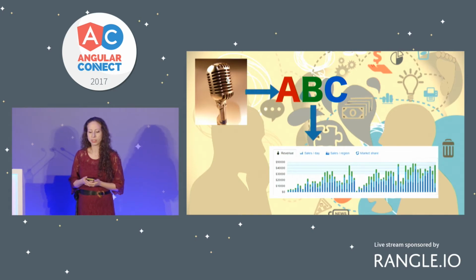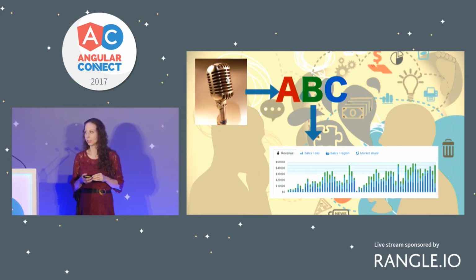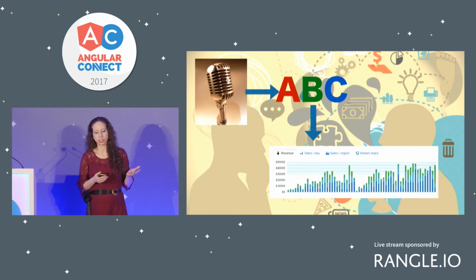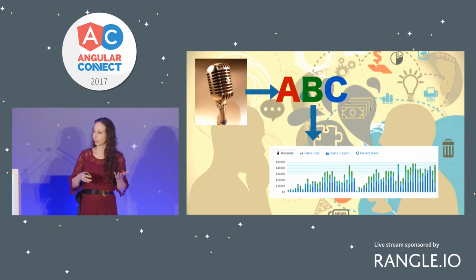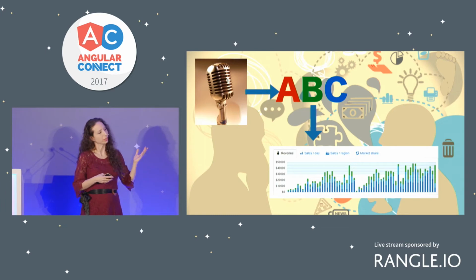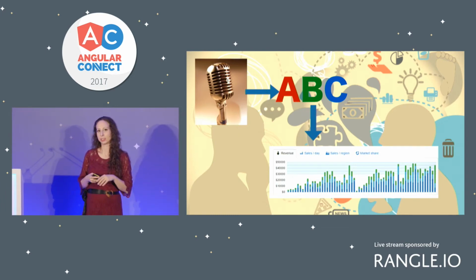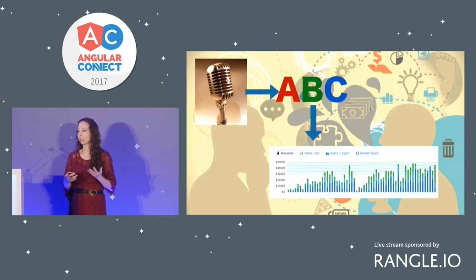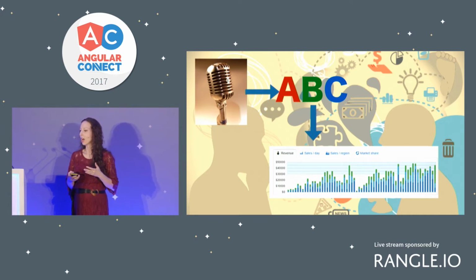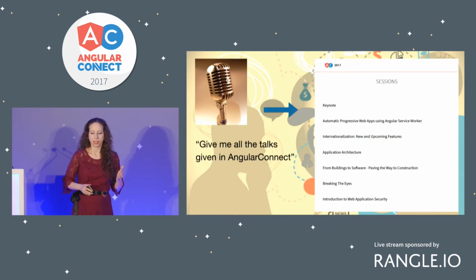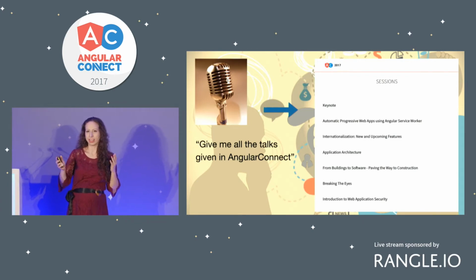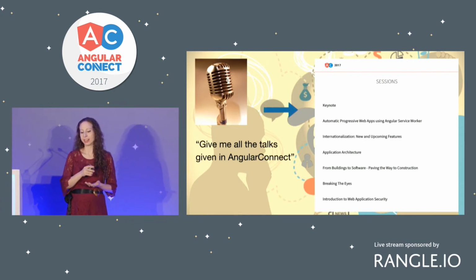So to be able to give vocal commands to your application, it has to be done in 2 steps. The first is transforming your voice into text. Then you take the transcript and analyze it. You look for certain words which imply the intent, and others which will be the parameters. For example, "Give me all the talks given in AngularConnect."